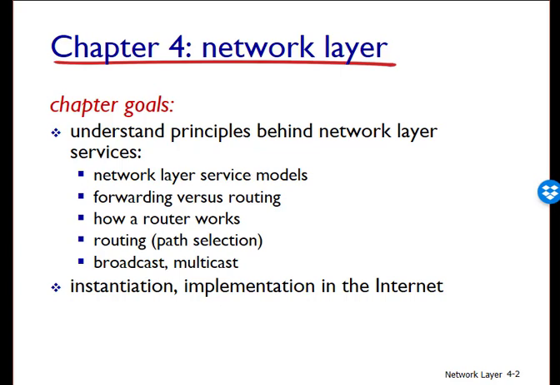We'll see that unlike the transport and application layers, there is a piece of the network layer in every host and router in the network. The network layer is also one of the most complex layers in the protocol stack. We'll begin our study with an overview of the network layer and the services it can provide.